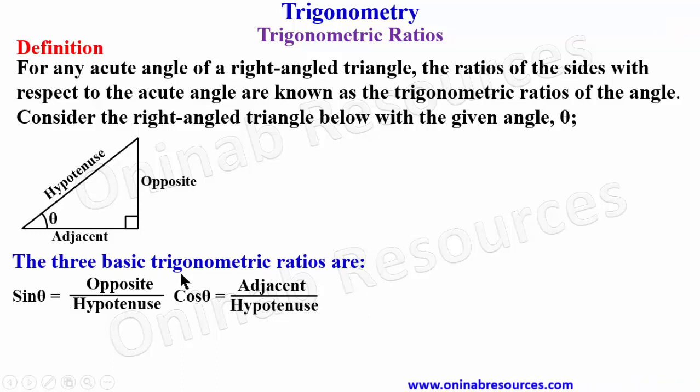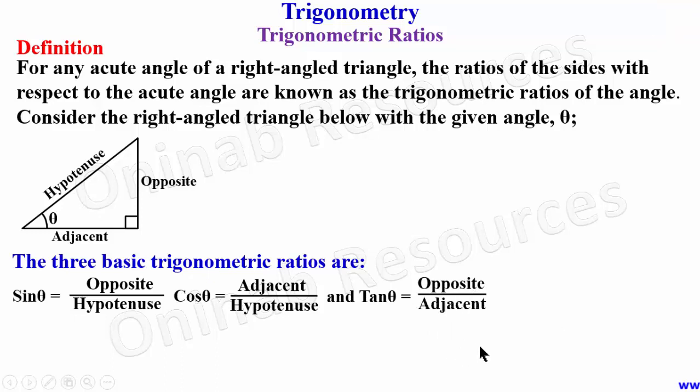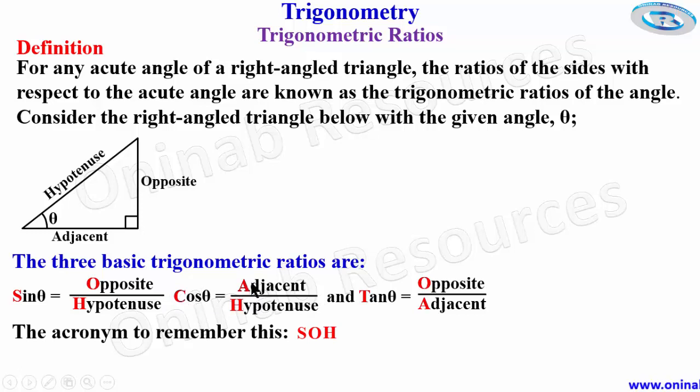And the third one out of the three basic trigonometric ratios is tangent, tan theta. Tan theta is opposite over adjacent. Then from here we can create an acronym from the first letters. So we have the acronym SOH. Then the second ratio, CAH, and the last one is TOA.